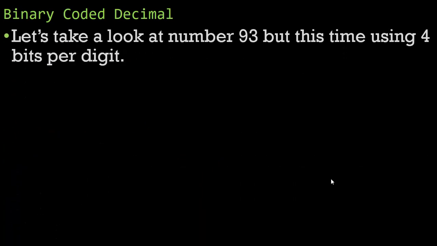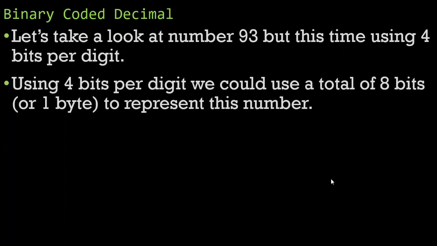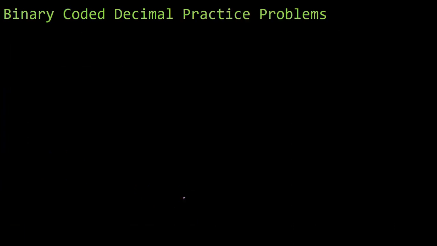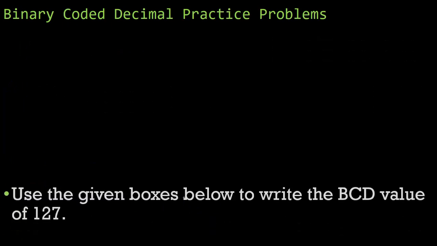Now let's take a look at it using 4 bits per digit. We're going to use a total of 8 bits or 1 byte. Here's my value for 9 in binary. Here's my value for 3 in binary. I put them together and I get 9 and 3. So this right here I know is the value of 9. This is the value of 3. That is binary coded decimal. All you're simply doing is solving for each individual digit. It is basic binary. Going too fast, you could make a simple mistake. And we all make mistakes. It's no big deal. So let's take a look at these binary coded practice problems.